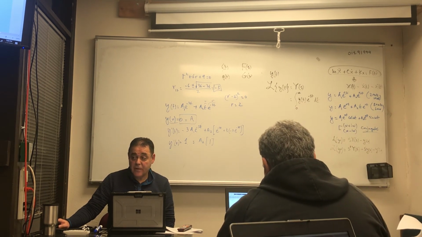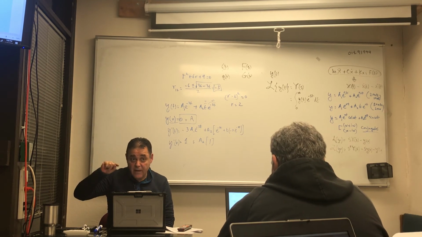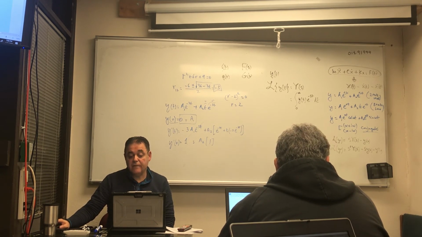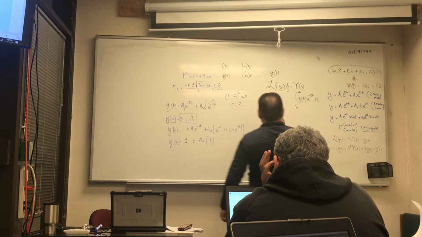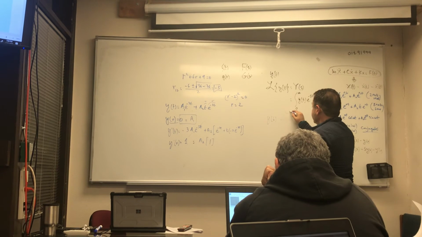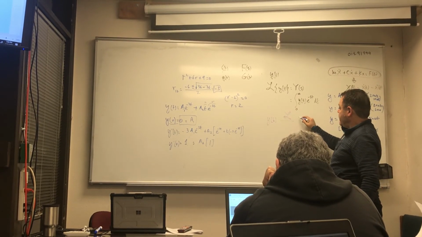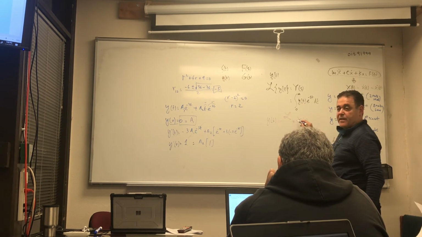Because remember what the goal is. The goal is to find y of t. Now, from here, we can find what Y of s is, right? And let me tell you what the idea is, because if you have a function y of t, if you apply the Laplace transform to it, what do you get? You get Y of s. That's when you go from left to right.